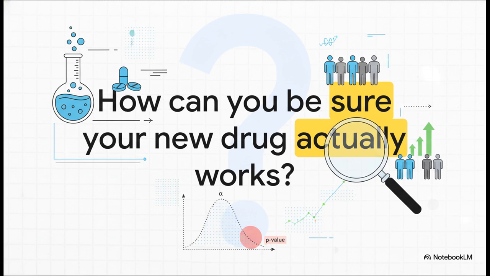Imagine you're a scientist and you've just created a new drug that you think helps people recover from an illness faster. You run a trial, and the patients taking your drug do seem to get better quicker. But here's the big question: is that a real effect from your drug, or was it just random chance? That's exactly the kind of problem hypothesis testing was designed to solve.